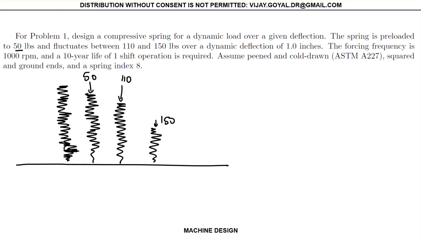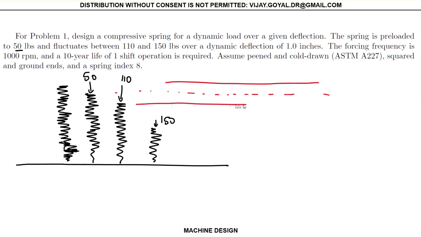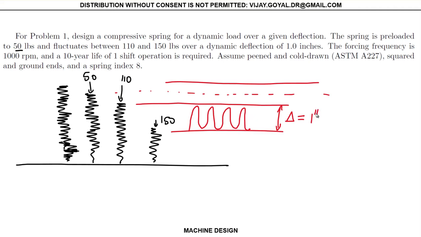So what we are saying is, you had a baseline here at 0 load. Then you had a preload applied to the problem, and then your structure is going to be fluctuating between 110 and 150. This is your fluctuating load. The problem also says that between these two loads it is fluctuating at a dynamic deflection, and that dynamic deflection is equal to 1 inch.